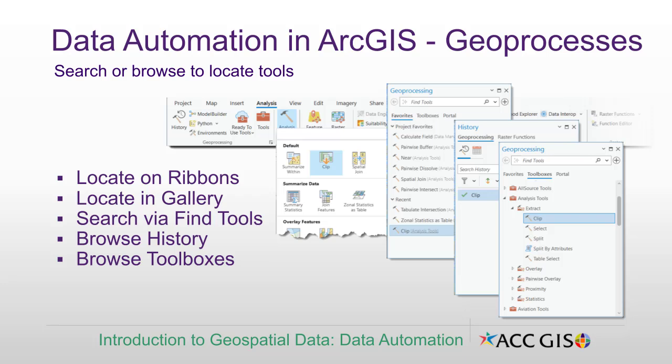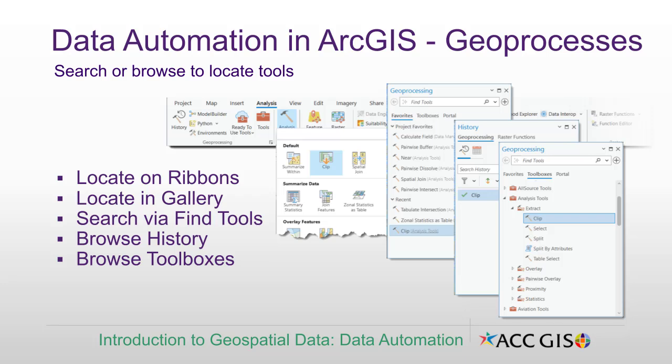Now, we've already been utilizing geoprocesses. In some way, geoprocesses are automation in and of themselves because it's a task that you can repeat by opening the tool and running it again and again. You can access geoprocesses from buttons on a ribbon, or you can search for geoprocesses using find tools or via an analysis gallery, like a drop down analysis gallery on the analysis ribbon.